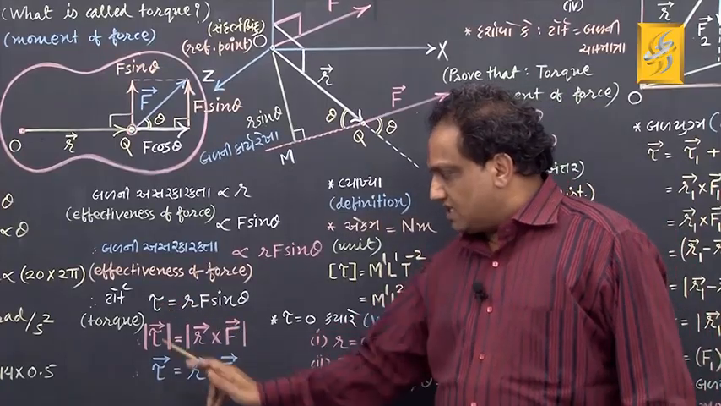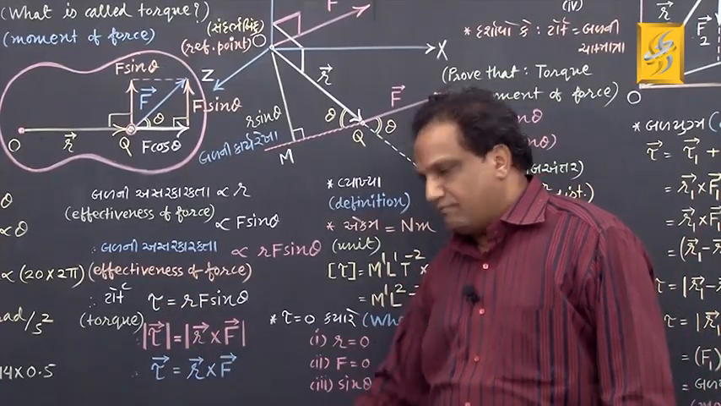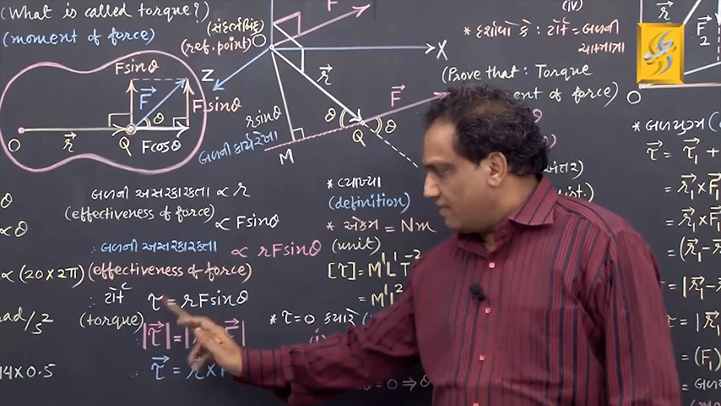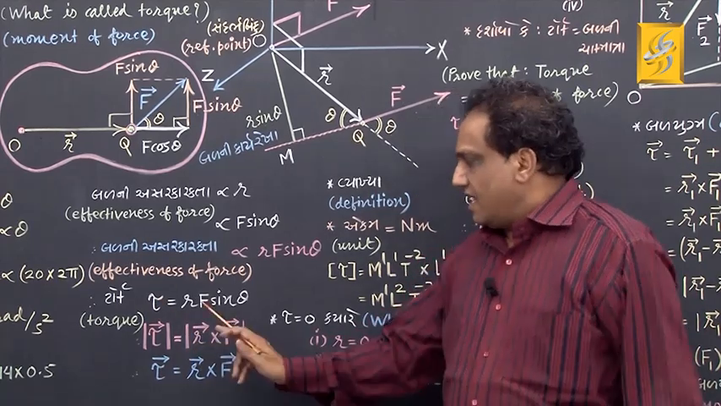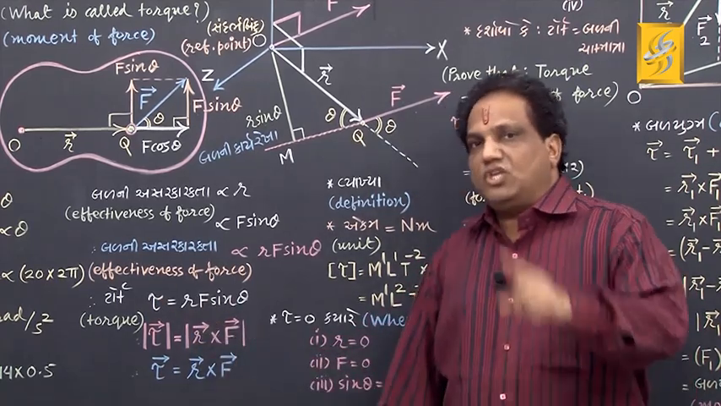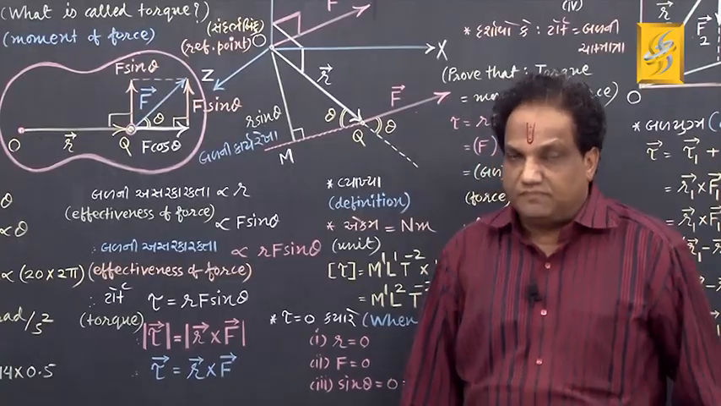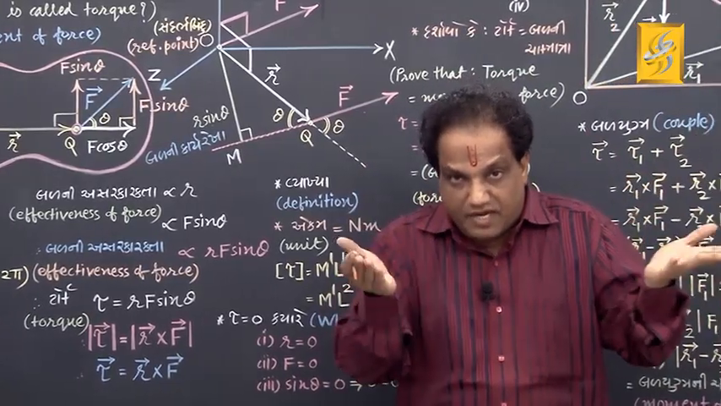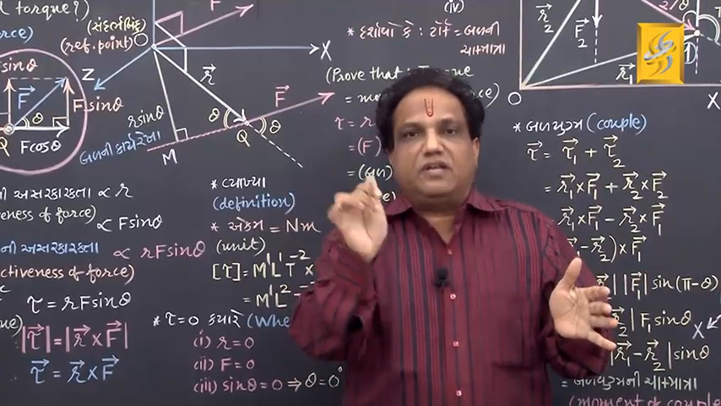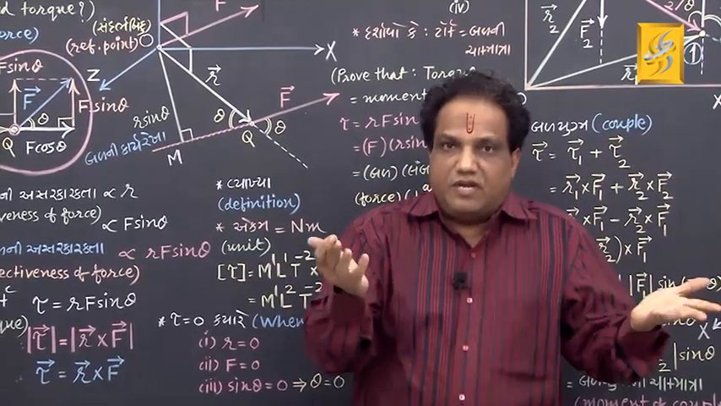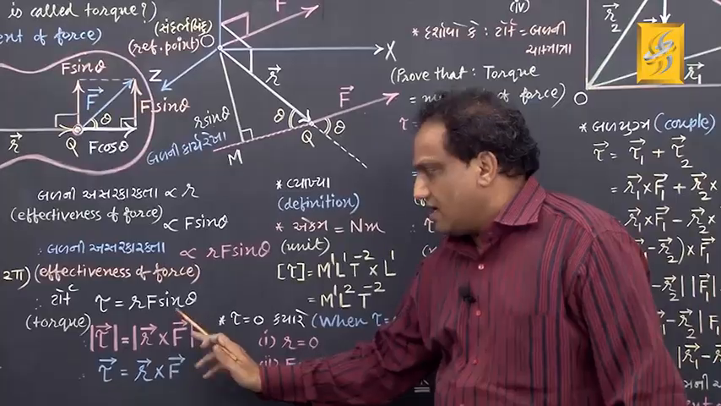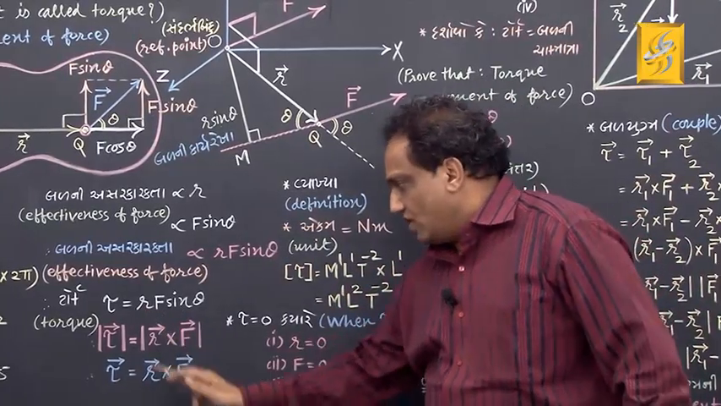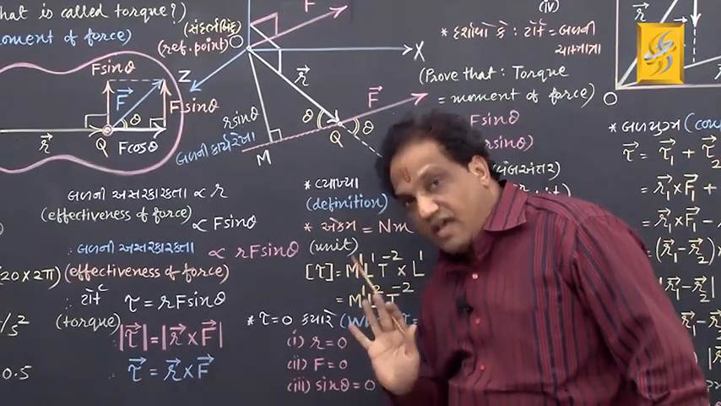Take this tau as the magnitude of vector tau. You can take it because it is a vector quantity. If it is AB sin theta, as you have studied in first semester, it can be taken as the modulus of vector A cross vector B. Similarly, here it is Rf sin theta. I can take it as the modulus of vector R cross vector F.